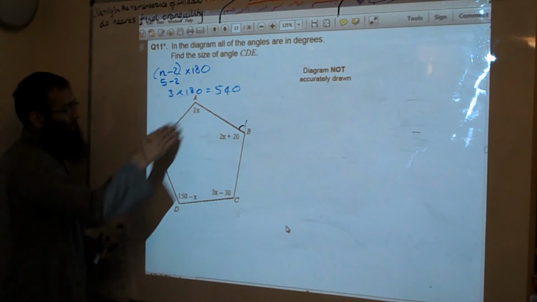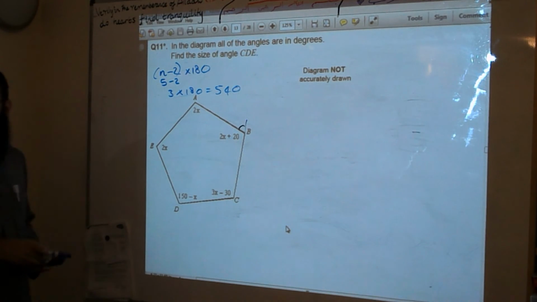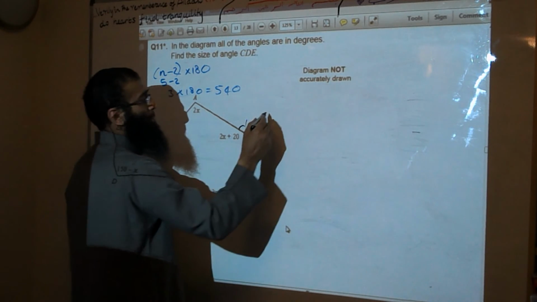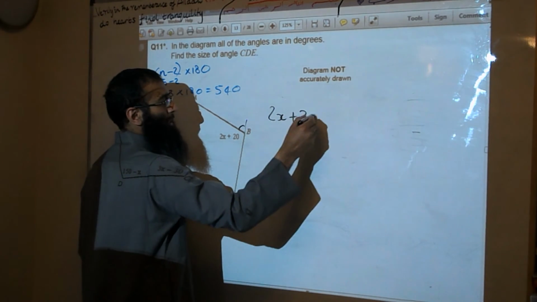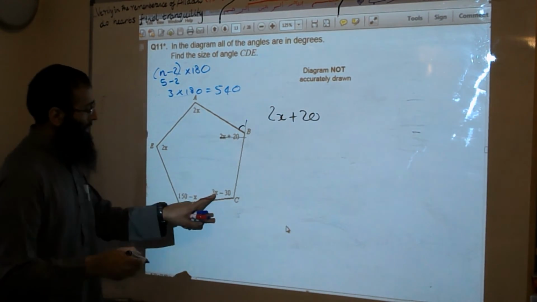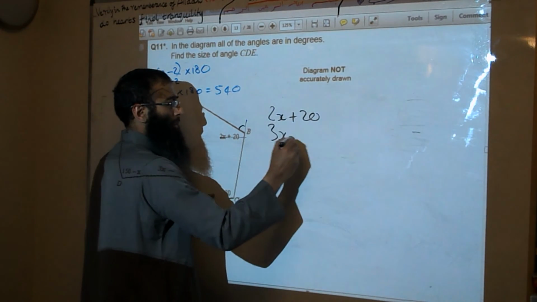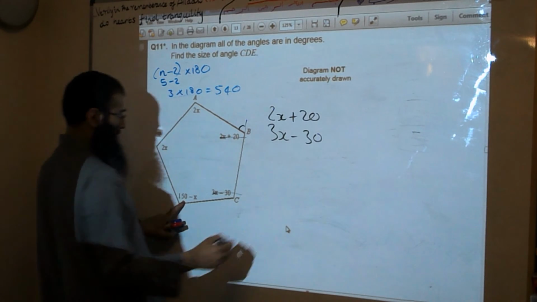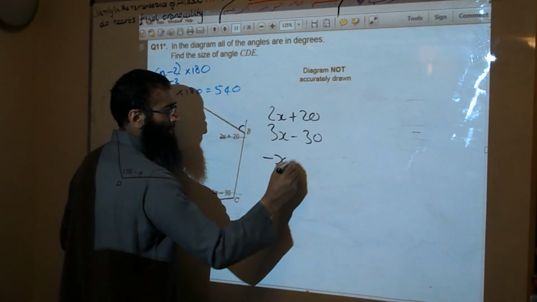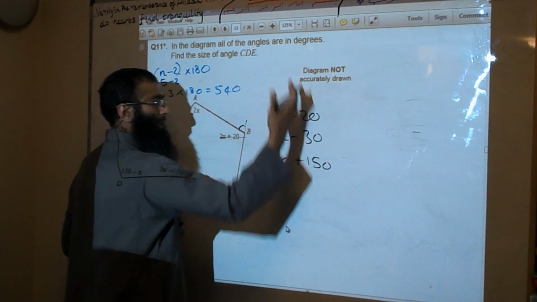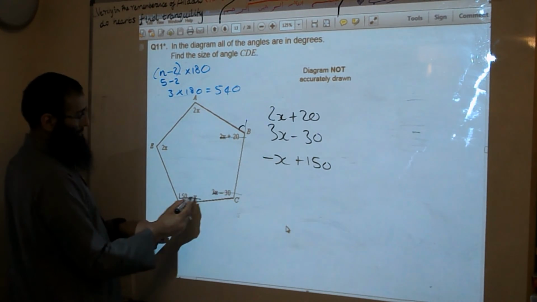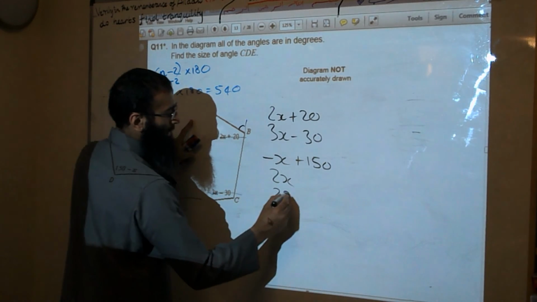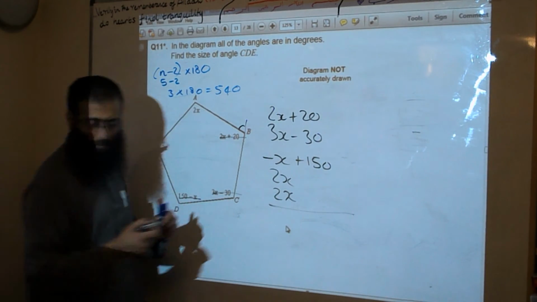So we know that all of these angles must add up to 540. So, Mr. Ramiz, what do we do with these angles inside here? Let's add them up. So 2x add 20. I'm going to start with this one here. Then I got 3x minus 30. Then I got 150 minus x. Put the minus x here. That way we keep the numbers and the letters in the right place. 2x goes here, and another 2x goes here. And then we add them all up.